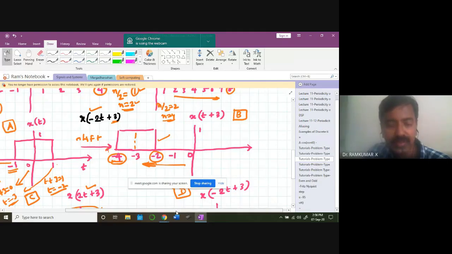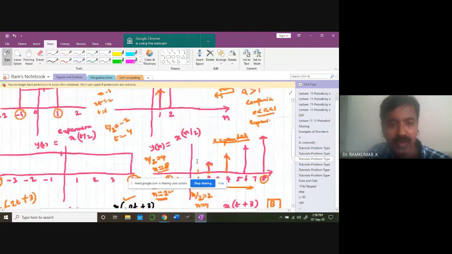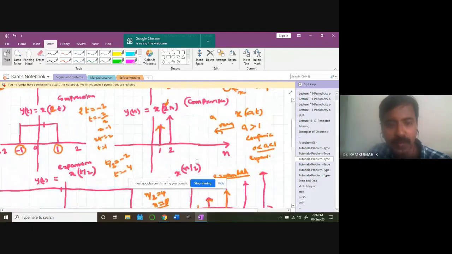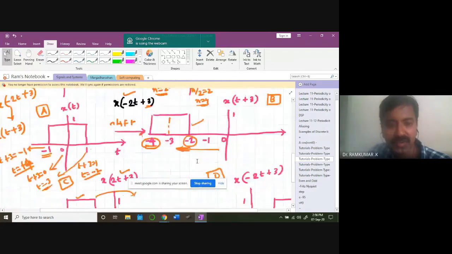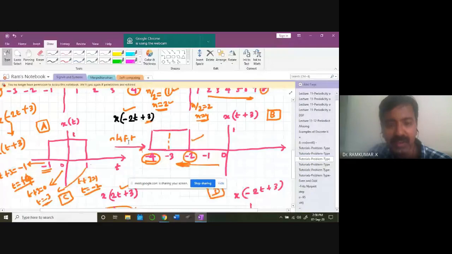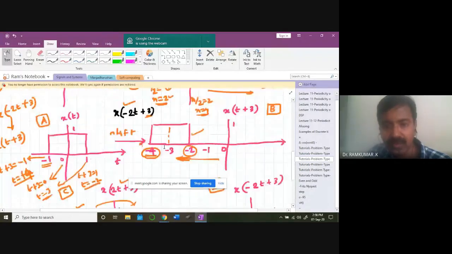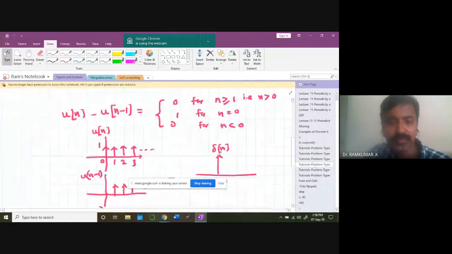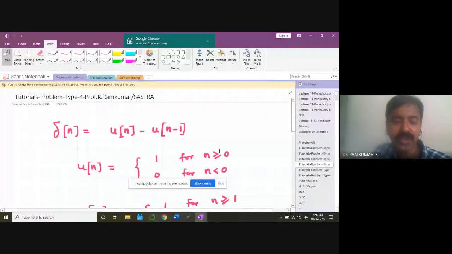So, is it all right? Have you understood this? Everyone with me, this slide? Compression, anything you want me to repeat? Expansion, and then both time shifting and time scaling. You can do problems like this. You take up some problems. Then the fourth one, you can get expressions like this.